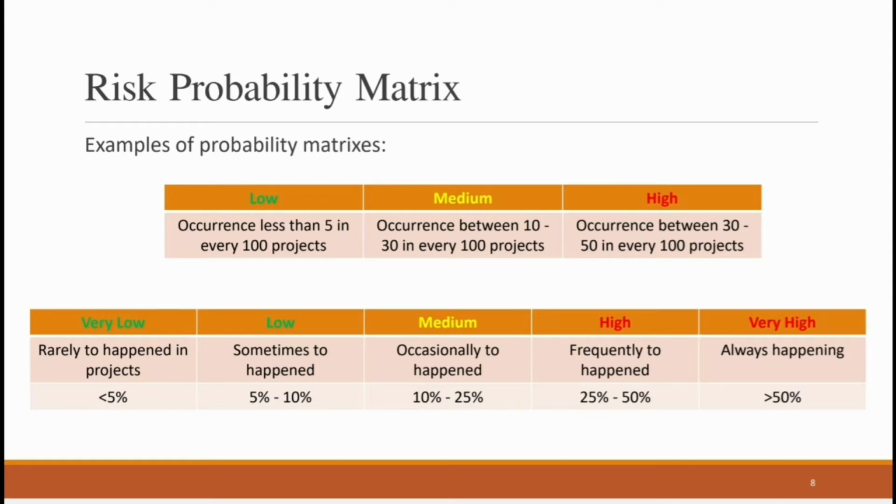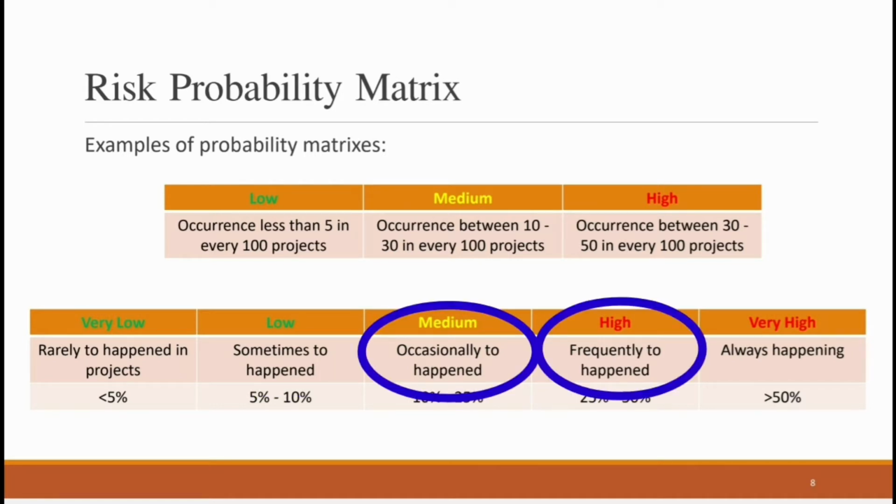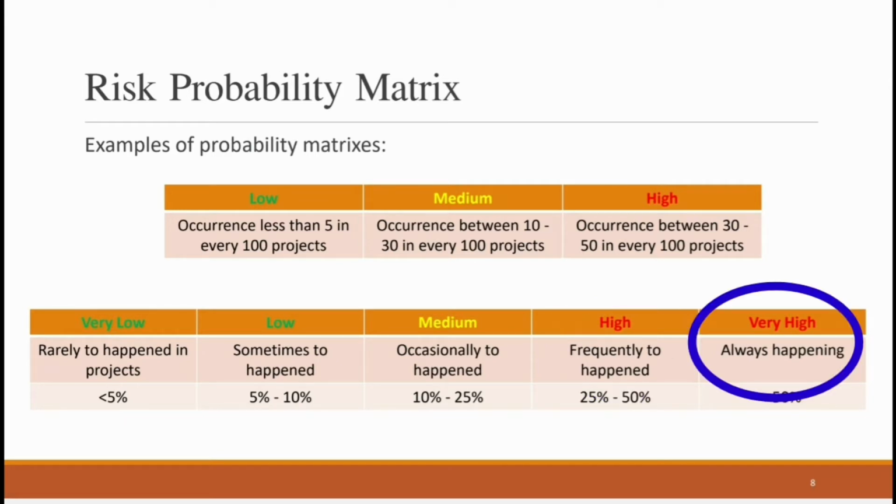There's another way we can also express our probability matrix, as an example: very low, low, medium, high, and very high. For example, I said subjectively, I'm going to use the following terminology: very low, rarely to happen in the projects; low, sometimes to happen in the projects; medium, occasionally happening in the projects; high, frequently to happen in the projects; very high, always happening in the projects. So this is another way of expressing the probability matrix, and it will be very easy to refer to when we are performing the qualitative and the quantitative risk analysis during the planning process.